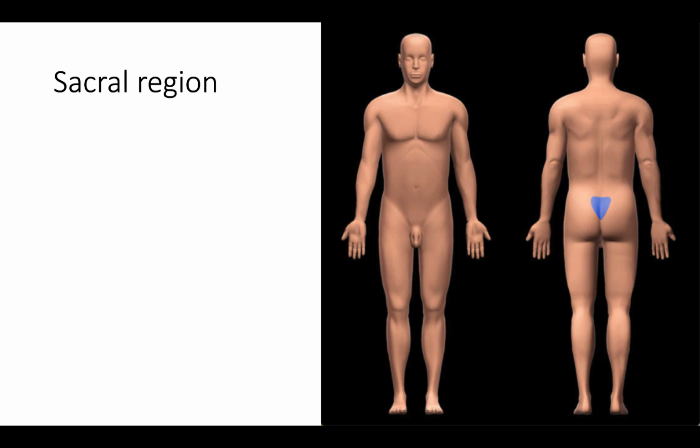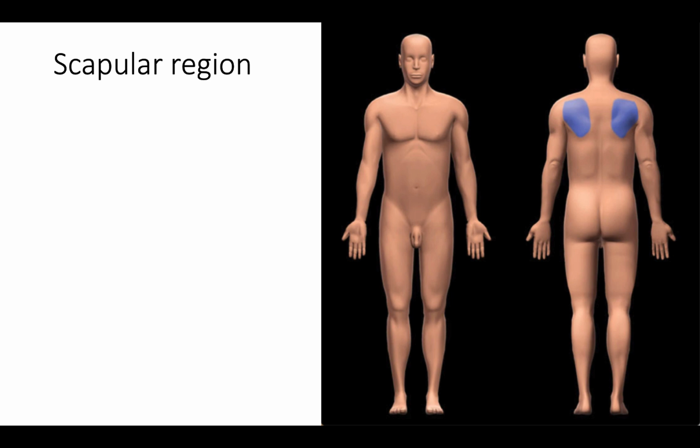So the lumbar region is going to be that curve that curves into the body. That's the lumbar region. The sacral region is right below that. It kind of curves out, and it is just medial to the buttocks area. The scapular region is the region over your shoulder blades.